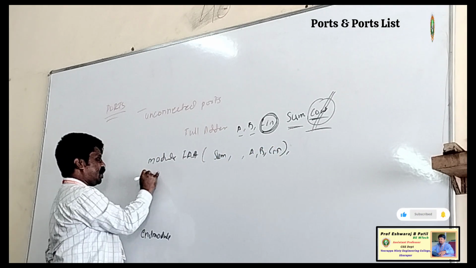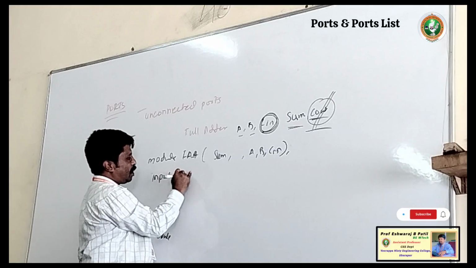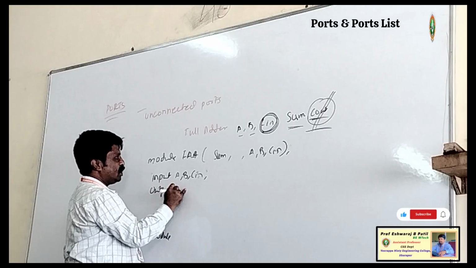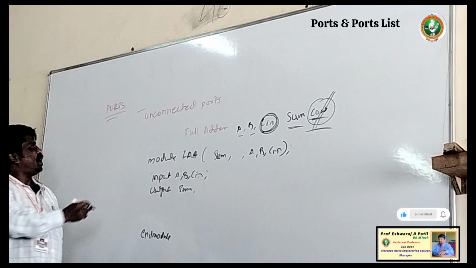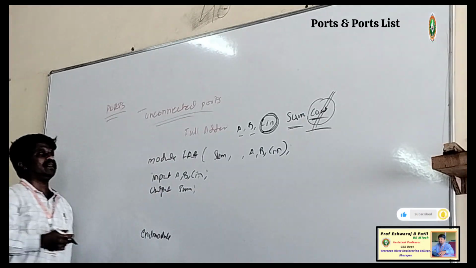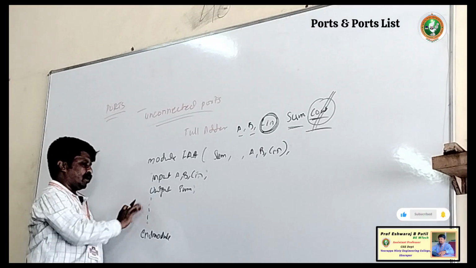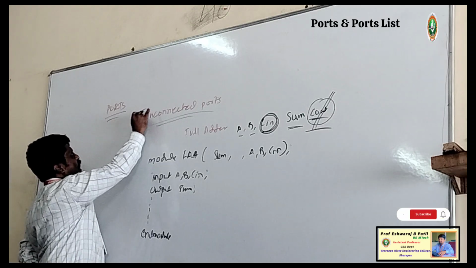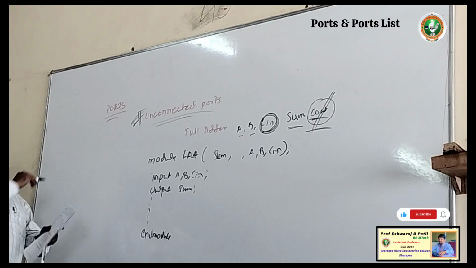Then you have to write the input ports. Which are those input ports? A, B, C in. And the output ports, which are those? Sum and C out. C out we are not using, because this is the unconnected port condition. So we need not mention unconnected ports in my programming. Then we need to write the body. Take the heading as unconnected ports.